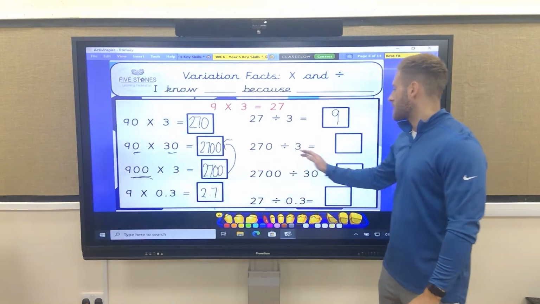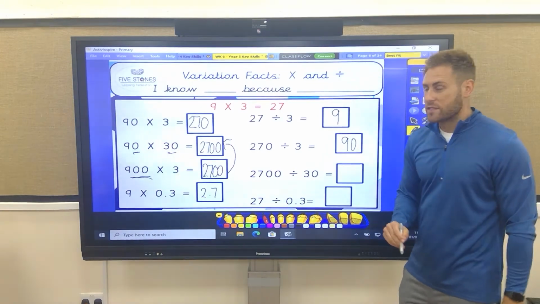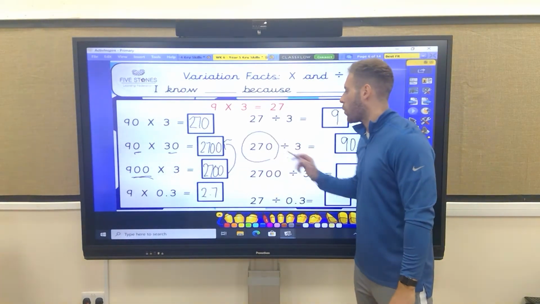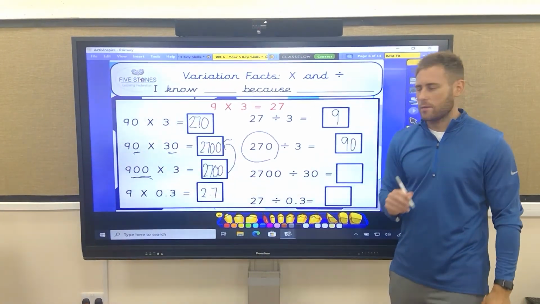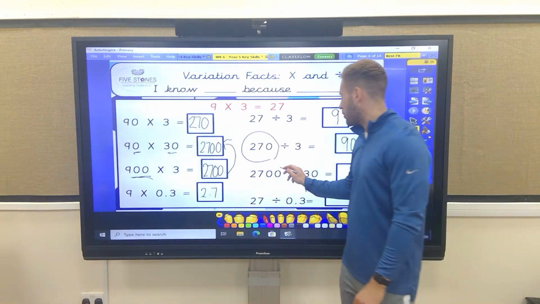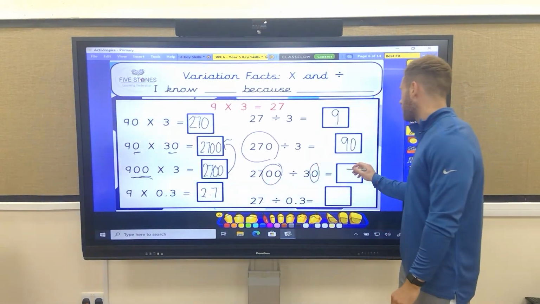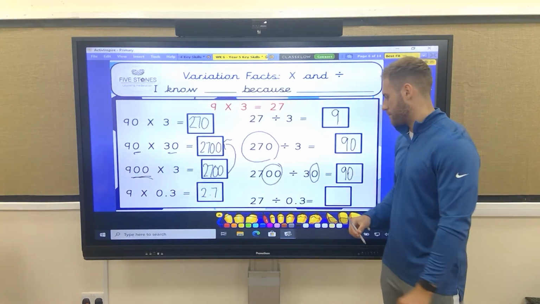If we've got 270 divided by 3, we're actually going to be left with a multiple of 10 value more. Still divided by 3, but our whole there was 10 times value more, meaning our other part is 10 times value more. We're now 100 times value more, but we're dividing by 10 times value more, meaning that we're left with a number with a value of 10 times value more.